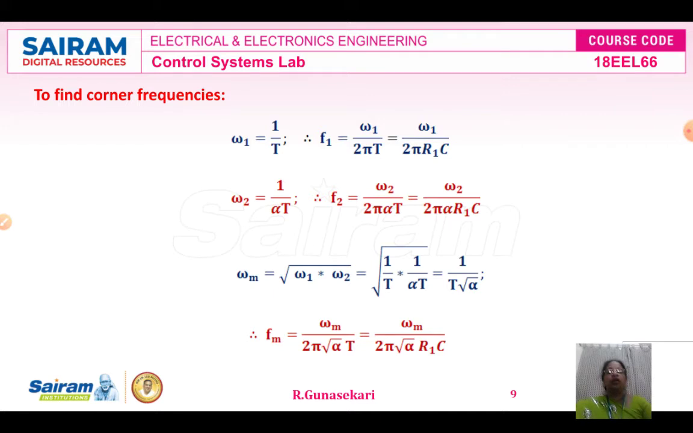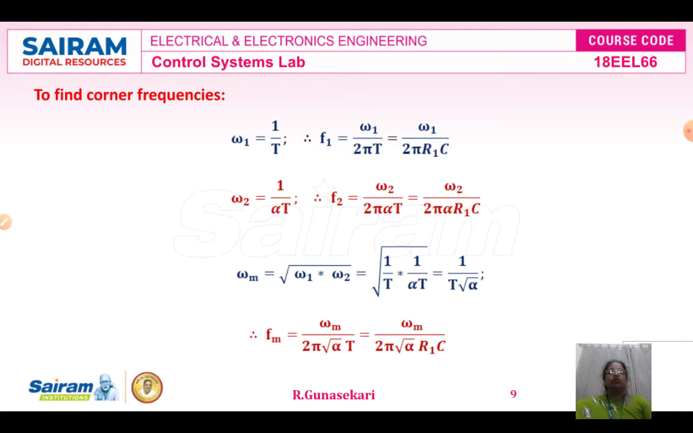Then omega m is equal to the root of the multiplication of omega 1 and omega 2. You can substitute the values of omega 1 and omega 2. Finally, we get omega m equal to 1 divided by T into root alpha.